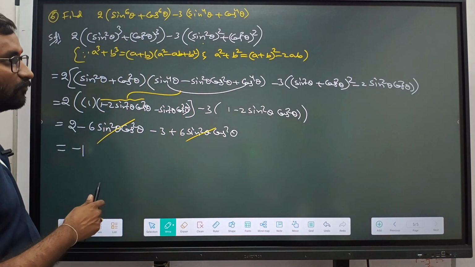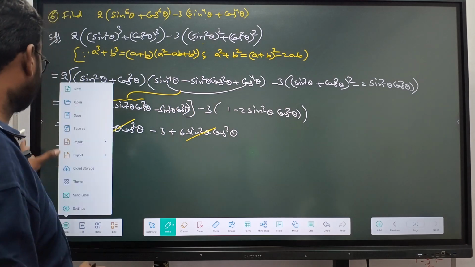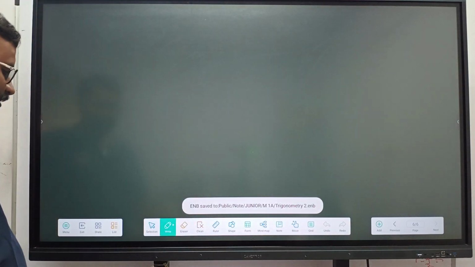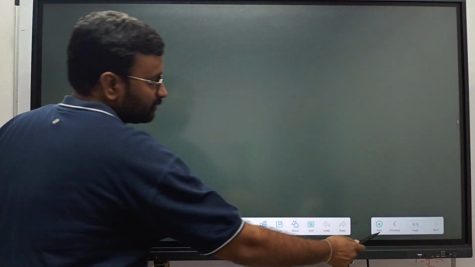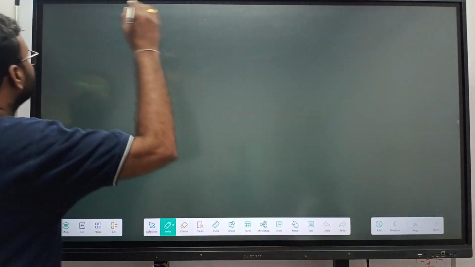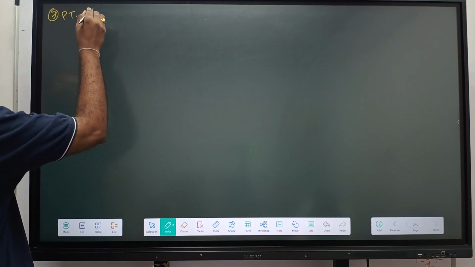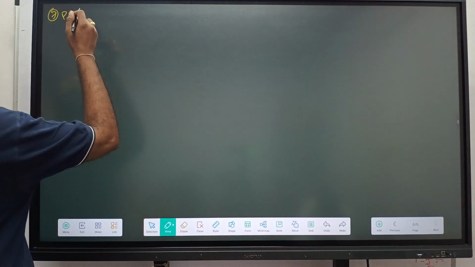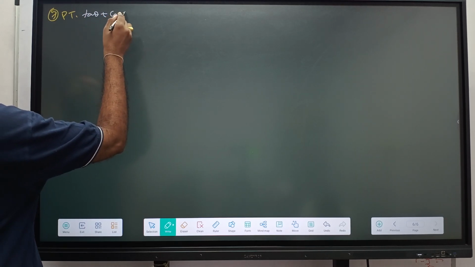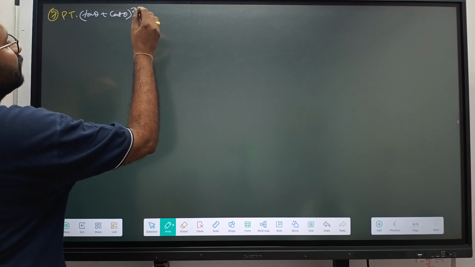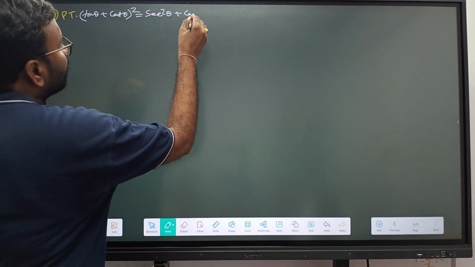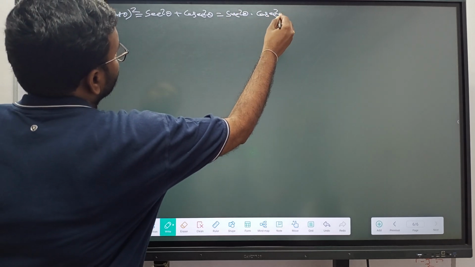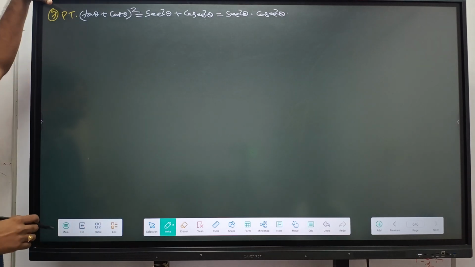Next, one more very, very important question that you will get in second year also, in integration. So what is the question number? Continuation number 7. Prove that (tan theta plus cot theta) whole square is equal to secant square theta plus cosecant square theta, is equal to secant square theta into cosecant square theta. It will repeat again, remember this.